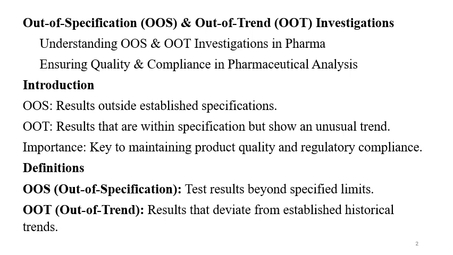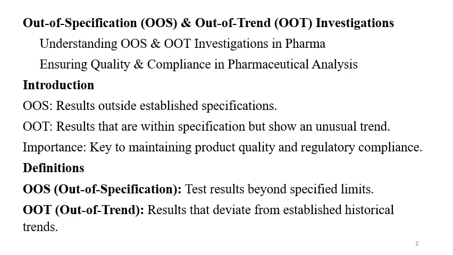And OOS means it is failing, it is outside the specification. Importance: key to maintaining product quality and regulatory compliance, and every OOT is required to be investigated to ensure the quality and compliance. Out of specification means the test results beyond specified limits. For example, assay limit is 95% to 105%, and you are getting either 90% or 107%.